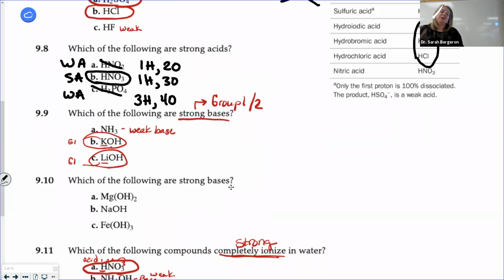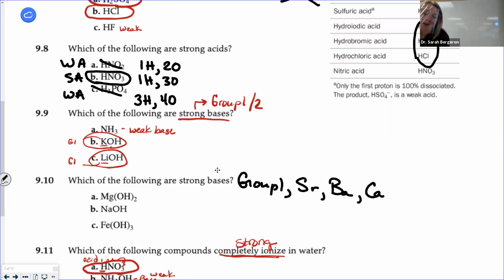Okay, which of the following are strong bases? All of our strong bases are going to be in group 1, and then we have a few in group 2. What are our few in group 2? Strontium, barium, calcium. Okay, so Mg(OH)2. Mg is in what group? Group 2, but is it strong? No. So this is a weak base.